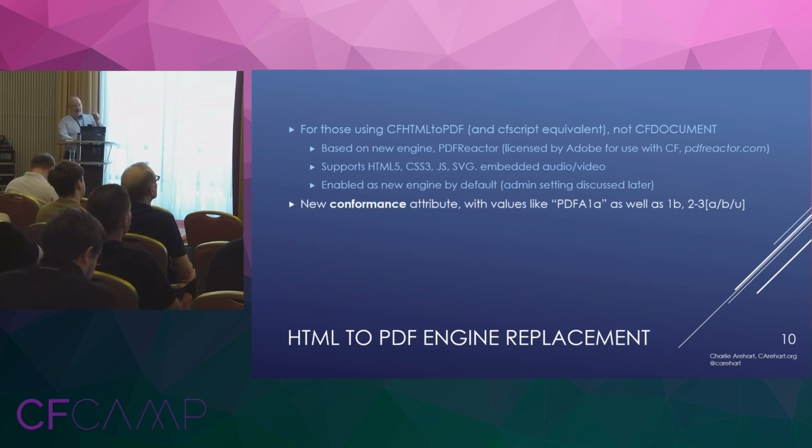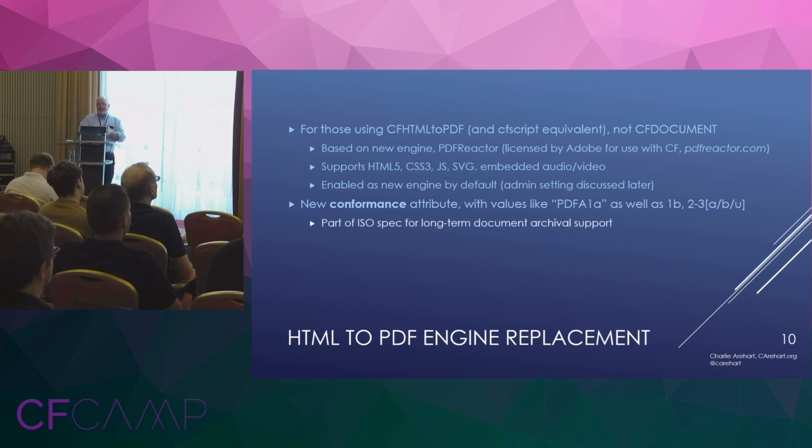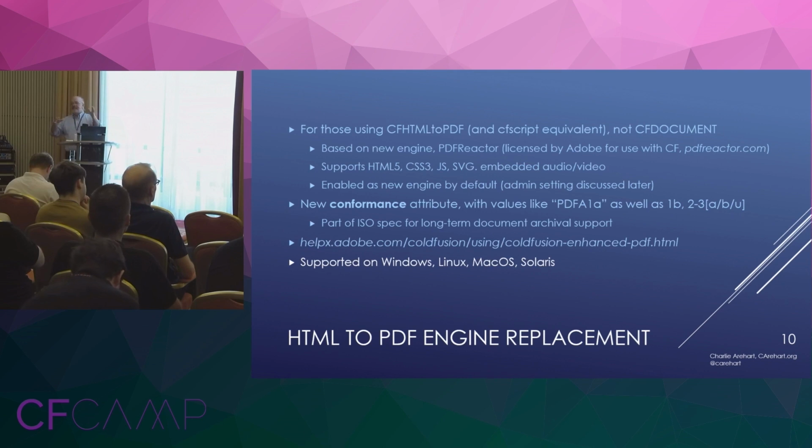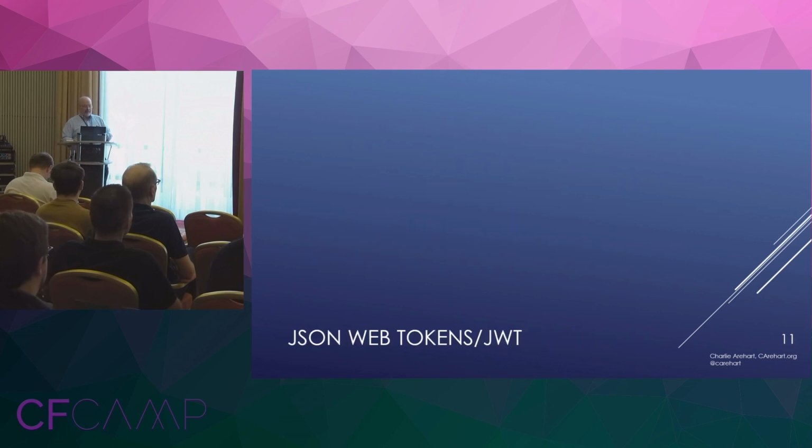Also, some of you may be interested to know that there's a new conformance attribute when you produce these PDFs, and it can be things like PDF A1A and A1B and all these things, which are part of an ISO specification for long-term document archival. That's what it's there for, and CF now supports that. And there's a whole page on that, and you can check it out. When this stuff came out first back in CF11, there was some problem where it wasn't on some OSs and it was on others. Well, this has been all on Windows, Linux, Mac OS, and Solaris. Those are the 4 OSs that CF supports. And we'll talk more about the specific versions that CF 2023 supports later on.